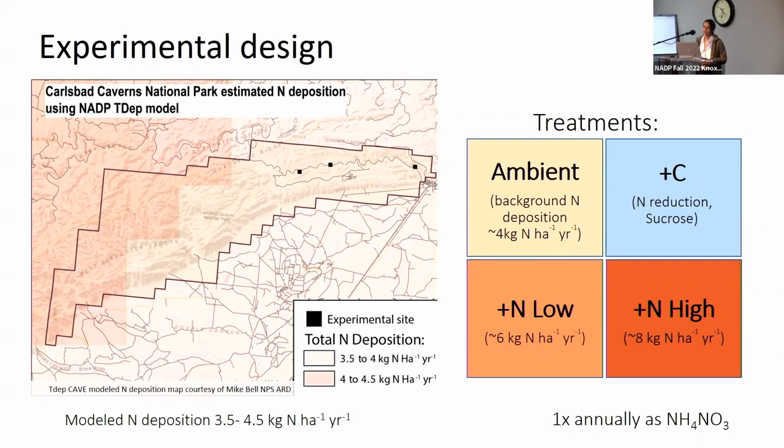And then we have a nitrogen low and nitrogen high addition treatment, which equated to 6 kilograms and 8 kilograms of nitrogen per hectare per year. And this was applied once annually as ammonium nitrate.